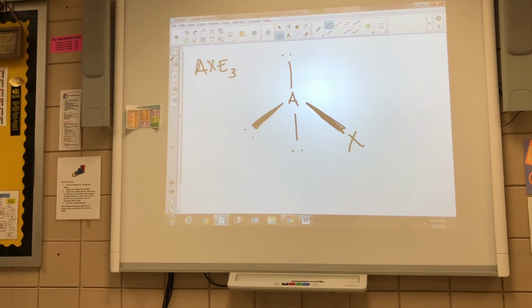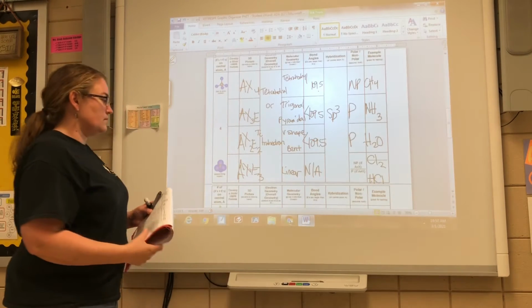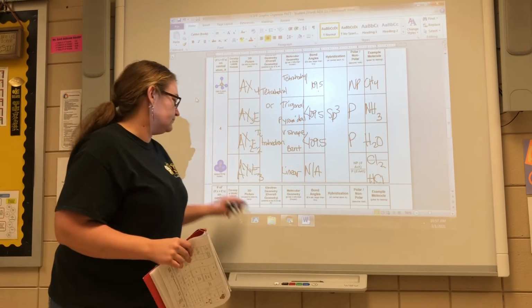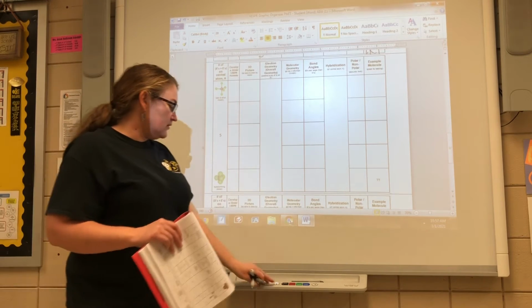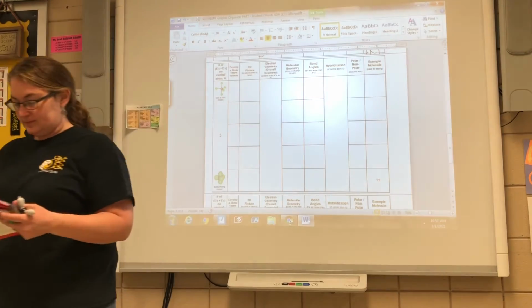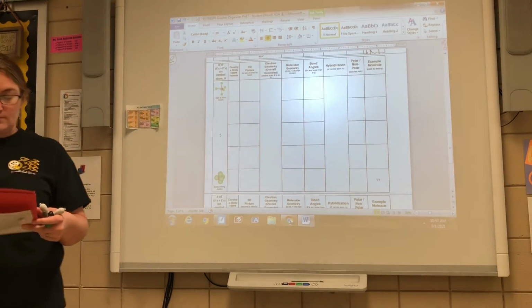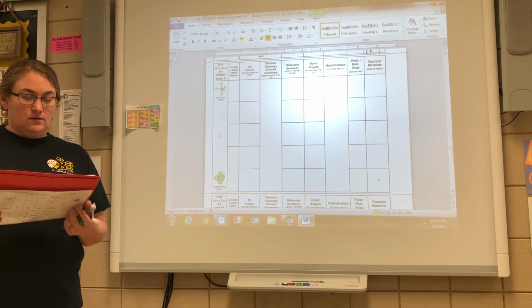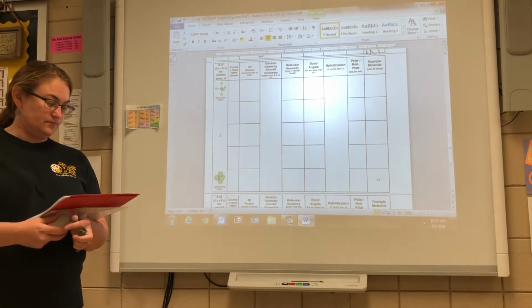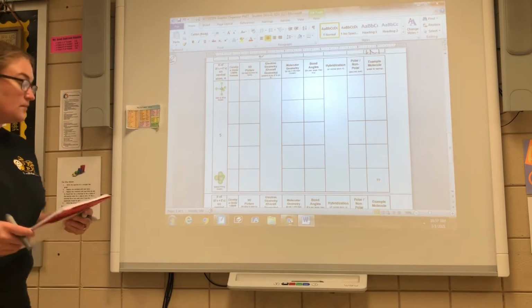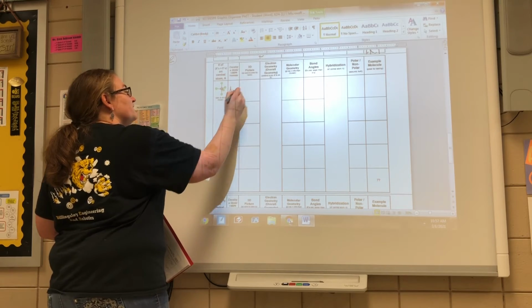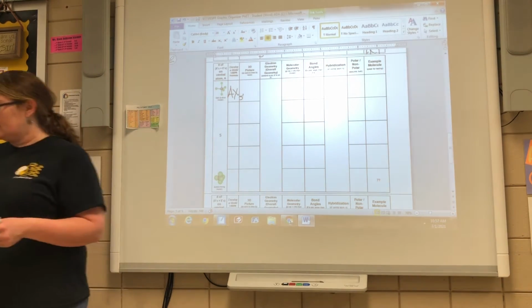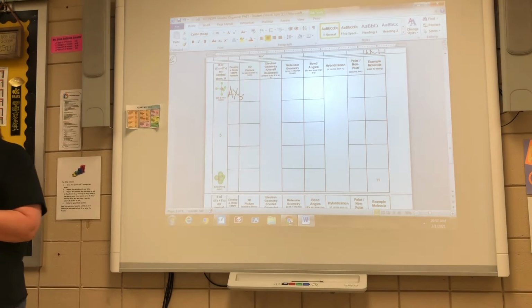Alright, on to the next page. Alright, so we're going to get a little more complicated this time. So we're going to go with AX5. We're going to skip to AX5.